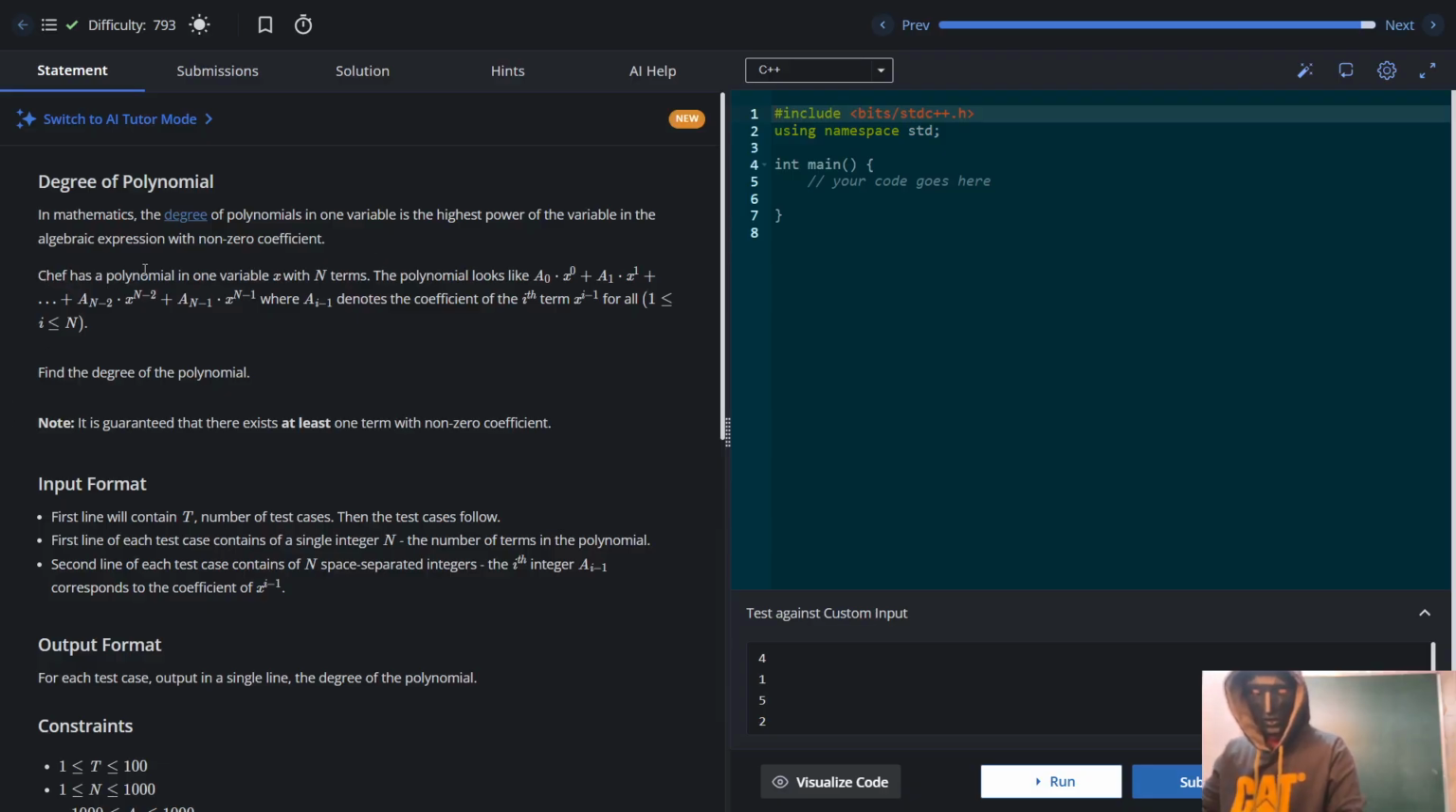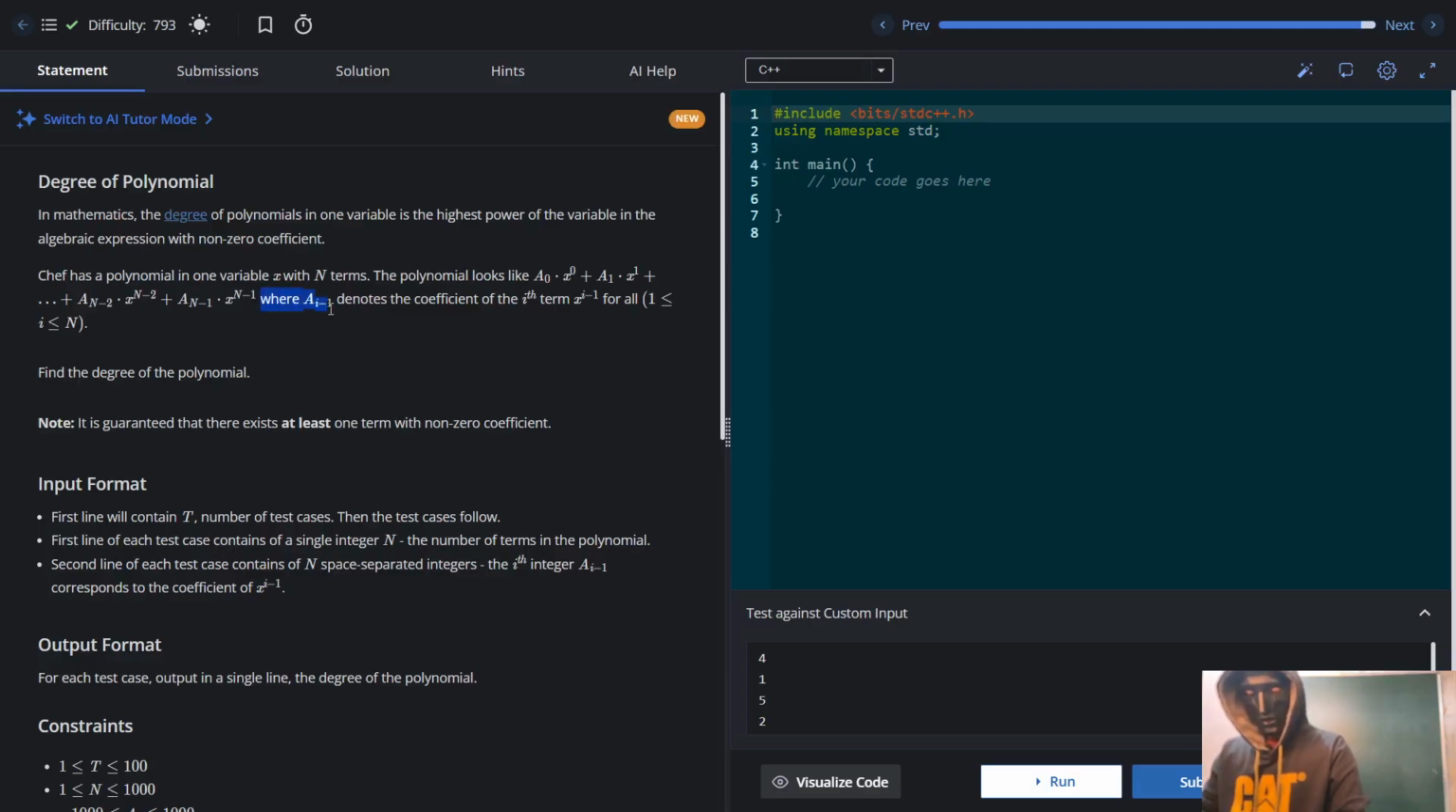So Chef has a polynomial in one variable x with n terms. The polynomial looks like a0 x^0 plus a1 x^1 plus a2 x^2 plus so on, up to a(n-2) x^(n-2) plus a(n-1) x^(n-1).